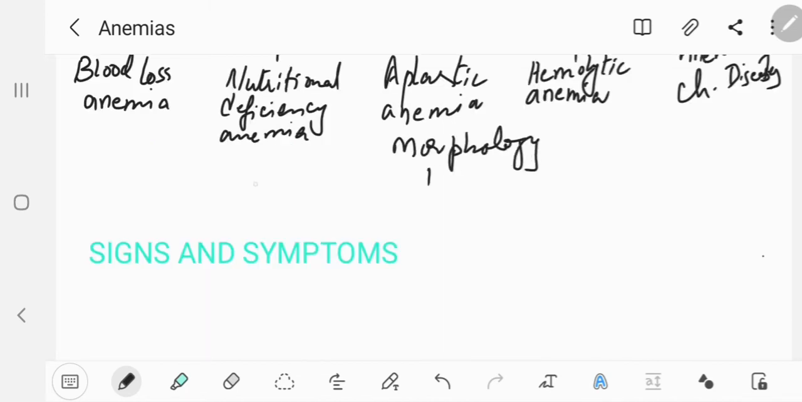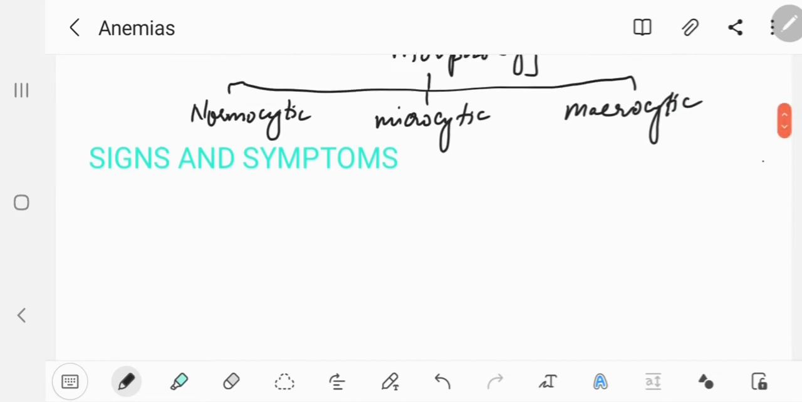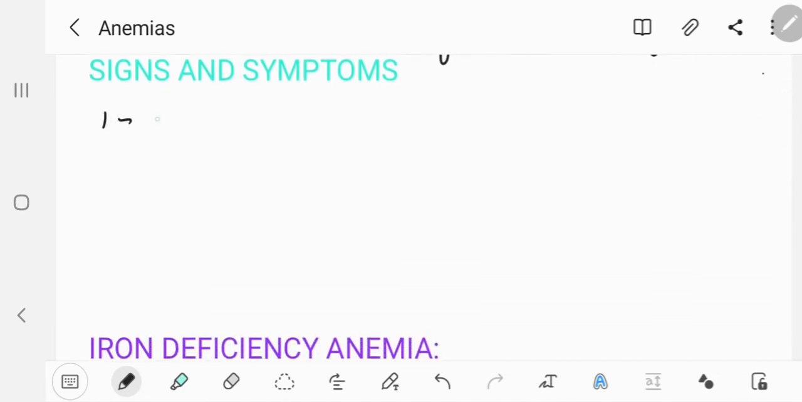According to the morphology, that is the structure of the RBCs, it can be divided into three types. One is normocytic with normal RBC volume, then microcytic with smaller RBC volume, and macrocytic with larger RBC volume.